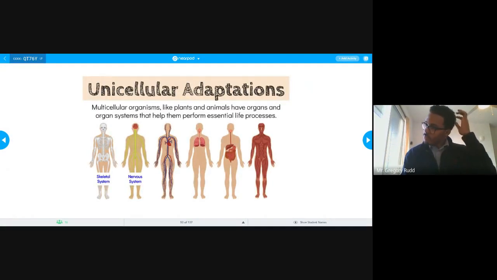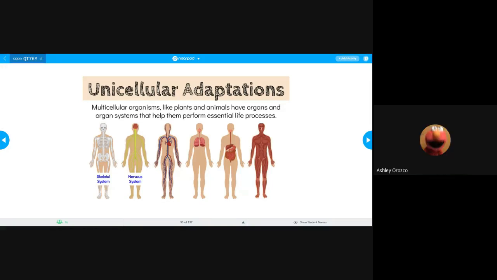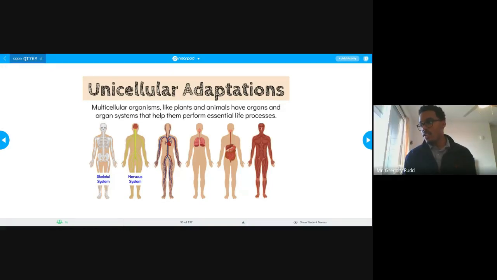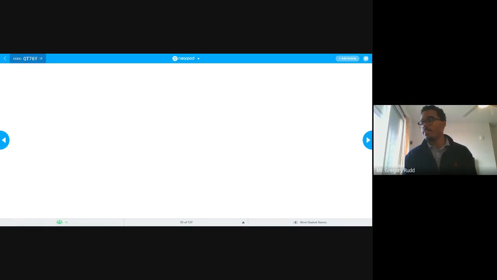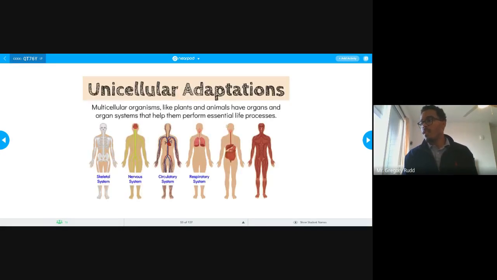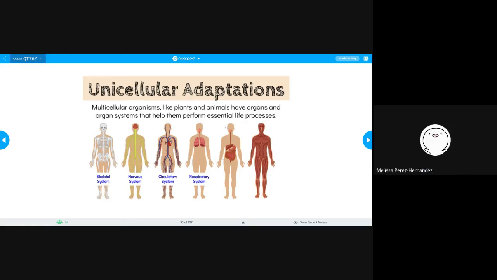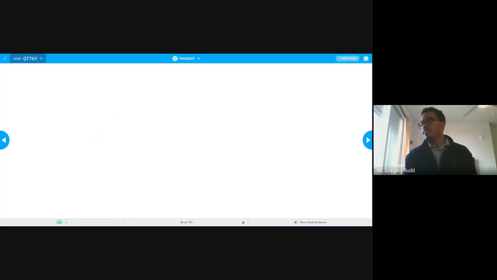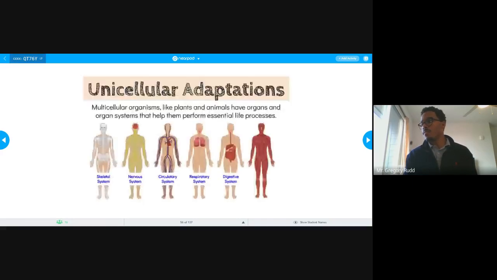What's next? Circulatory. Wonderful. Thank you, Ashley. This is the circulatory system. The heart is pumping blood through various veins and arteries. It's going to pump oxygenated blood out. And then deoxygenated blood is going to return to the heart where it can then get oxygenated again. What's next? What is this system? Respiratory. Respiratory. Thank you. What's this 5th one here? Digestive. Digestive system. And the last one should be pretty simple.